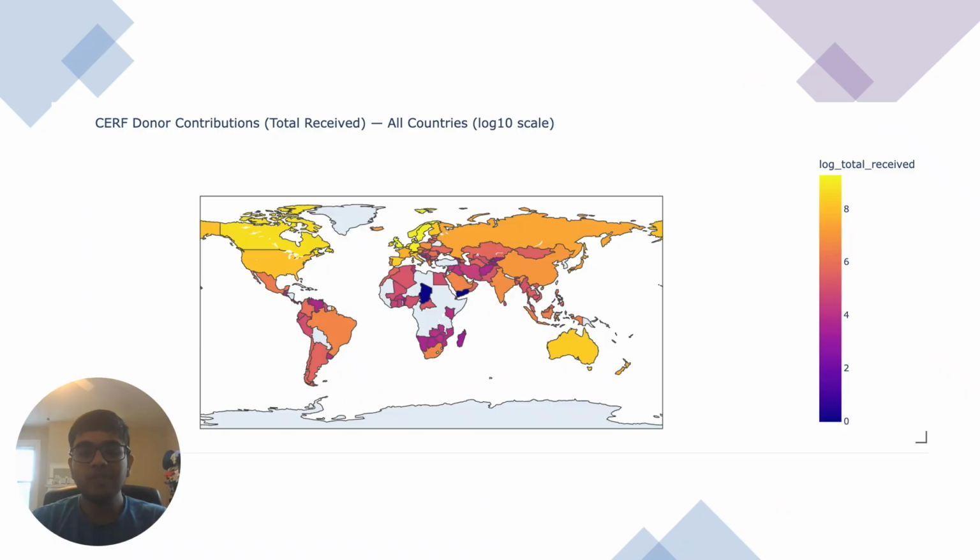This global map visualizes total CERF donor contributions by country. Contributions are highly uneven, with a small number of countries providing the majority of funding. This visualization helps contextualize funding capacity and global responsibility.